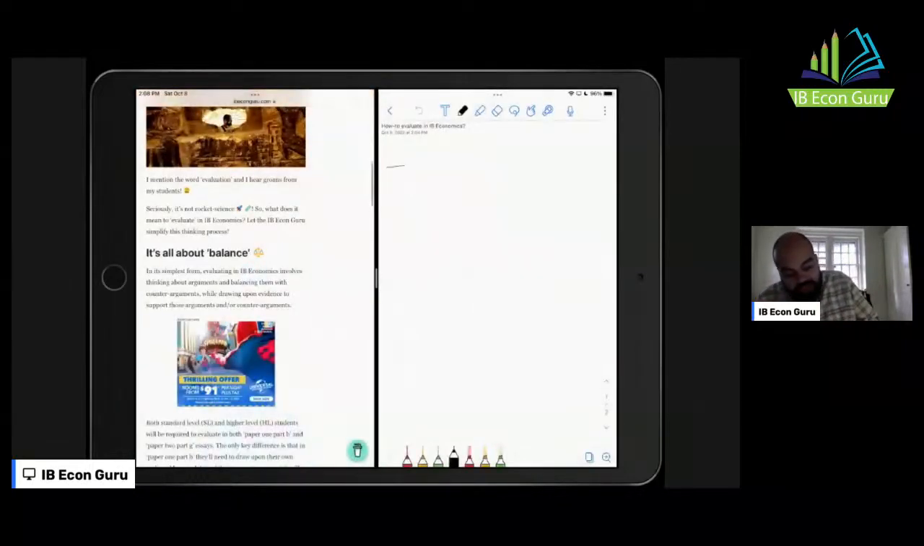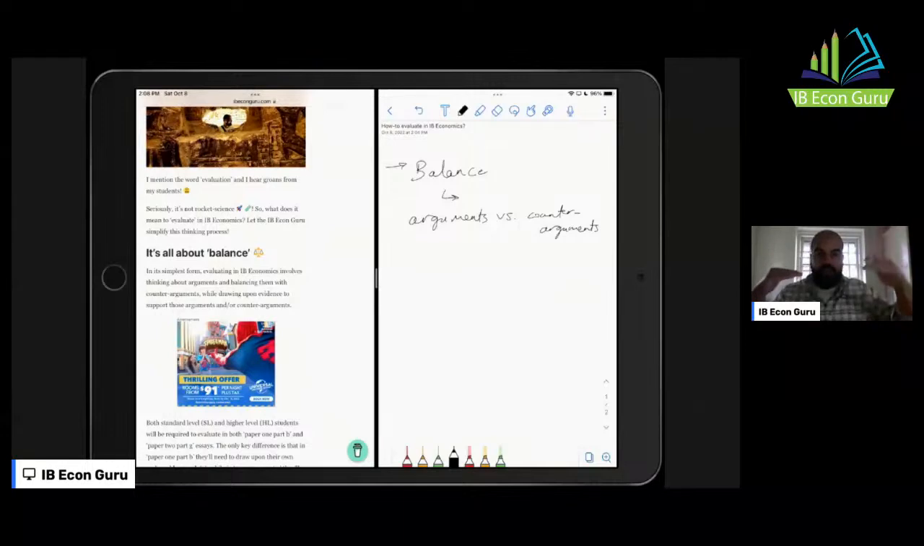Okay, so the first keyword is balance. You want to balance between arguments and counter arguments. You want to make sure whatever you are evaluating, you have some arguments and some counter arguments, and that you are balancing between them. You're not taking one side over another. But the point is, these arguments and counter arguments, you need to draw upon evidence. They need to be supported by evidence. Now, what do I mean by this?